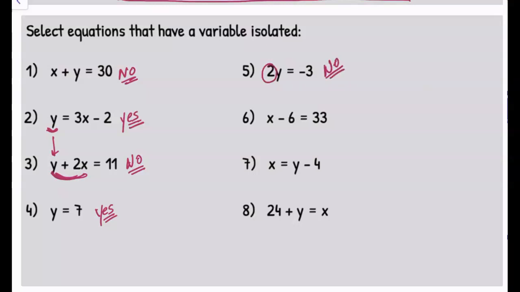Number 6, there's only one x, but it is being combined with a -6, so this is no. Number 7 looks like number 6 because of this y minus 4, but it does have the x isolated on that side. So this one is yes, it is isolated for the x. And that is the same as number 8. You have a y with the 24, so that part is no, but this part, it is isolated. So yes, the whole thing is isolated for x.